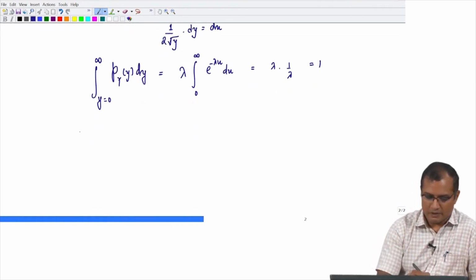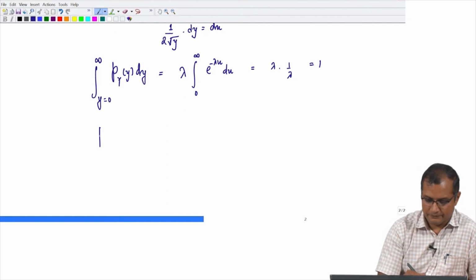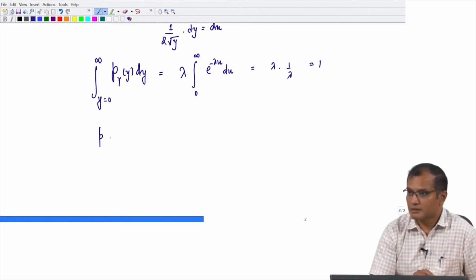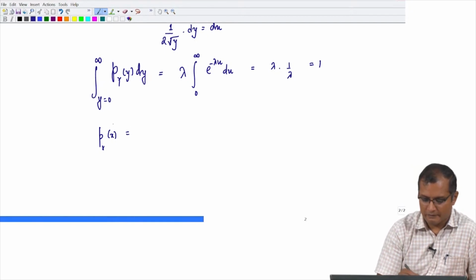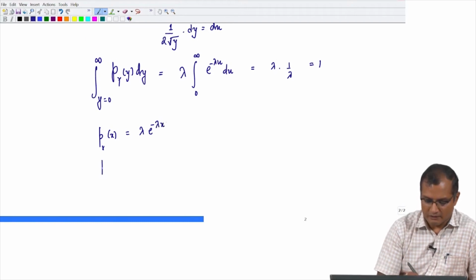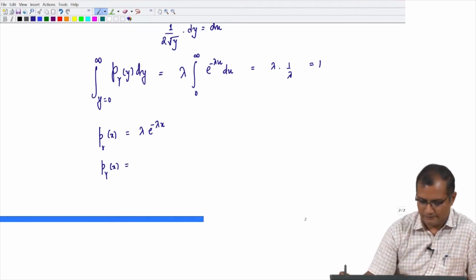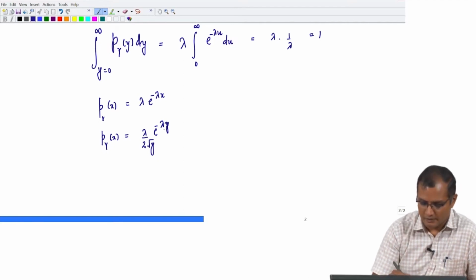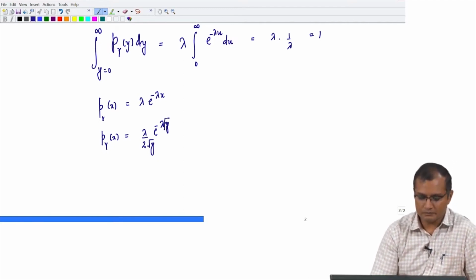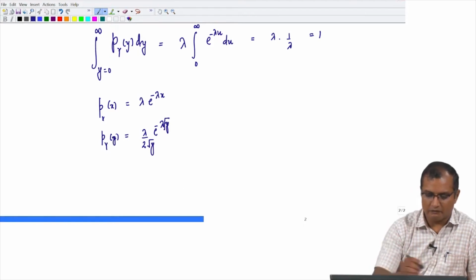So, let us write down the PDF. Our original PDF was lambda e raised to minus lambda x, and our final PDF is basically lambda over 2 square root of y e raised to minus lambda square root of y. This is going to be the PDF of y.